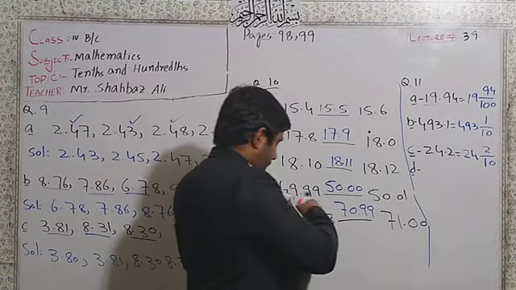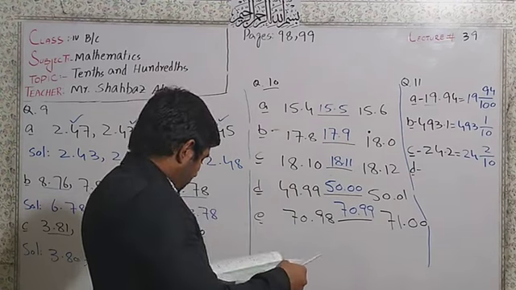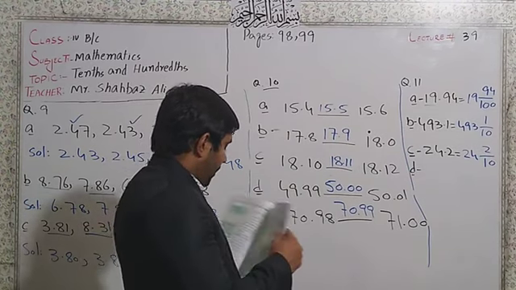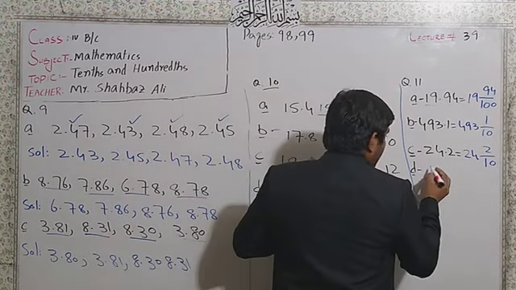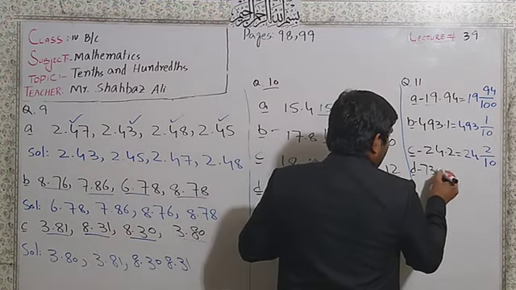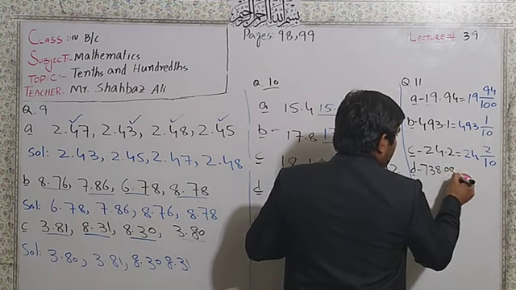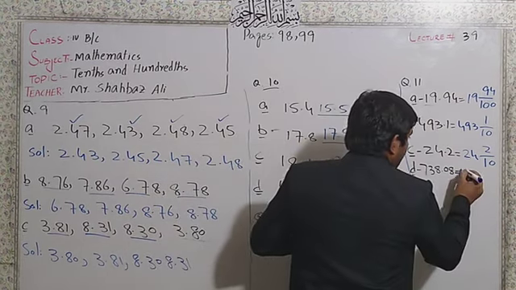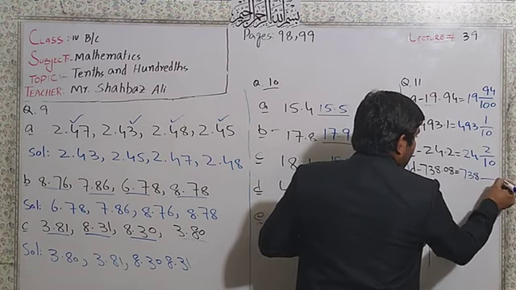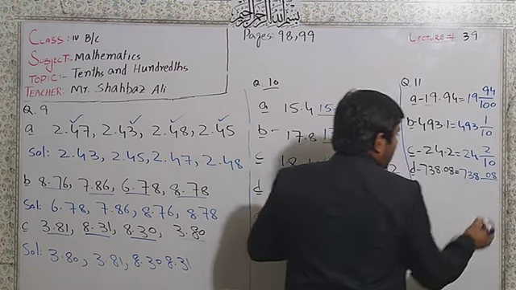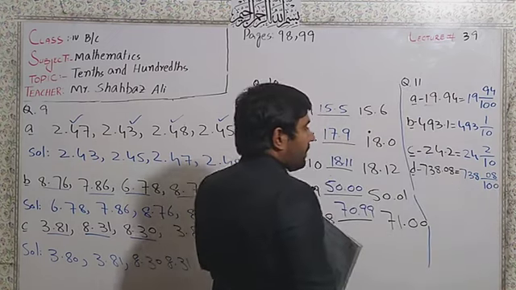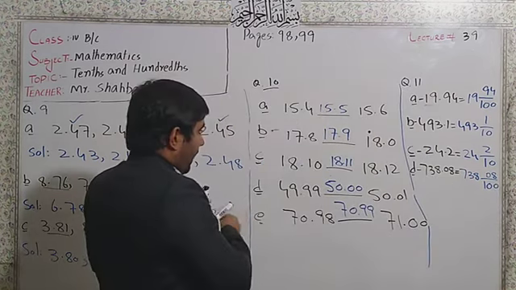In D, 738.08. Also easy. 738, and 08 you can write 08 over 100. Okay.